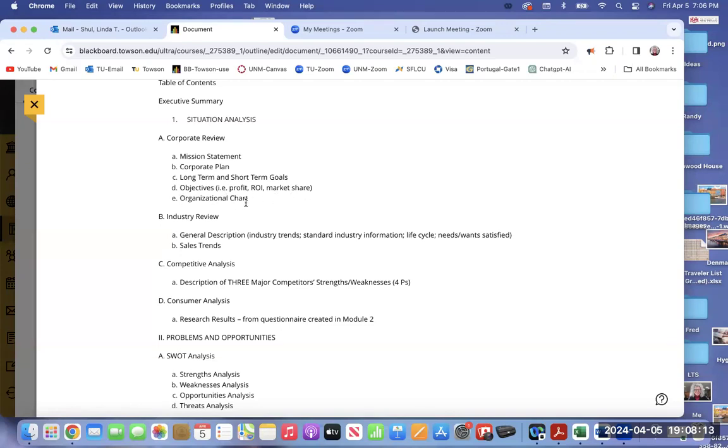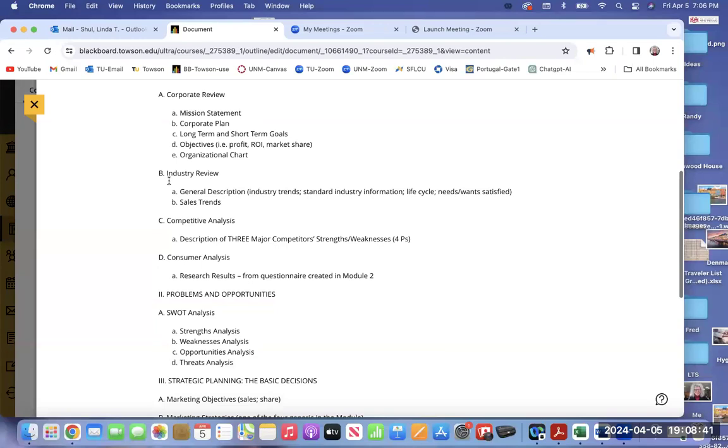Okay. The organizational chart, if they don't have one, you're going to have to create one. And honestly, you can go to Google Images and look at organizational charts and find that one that really matches them, and then kind of create it yourself. But most of the time, the businesses that you're working with should have some kind of organizational chart. So all of that is part of the corporate review.